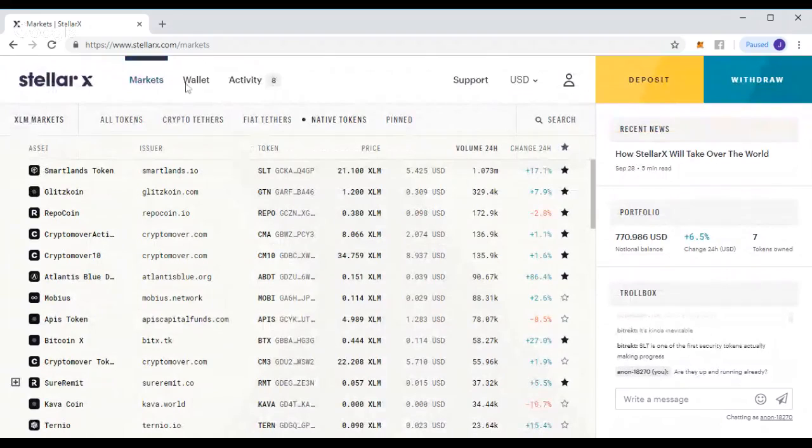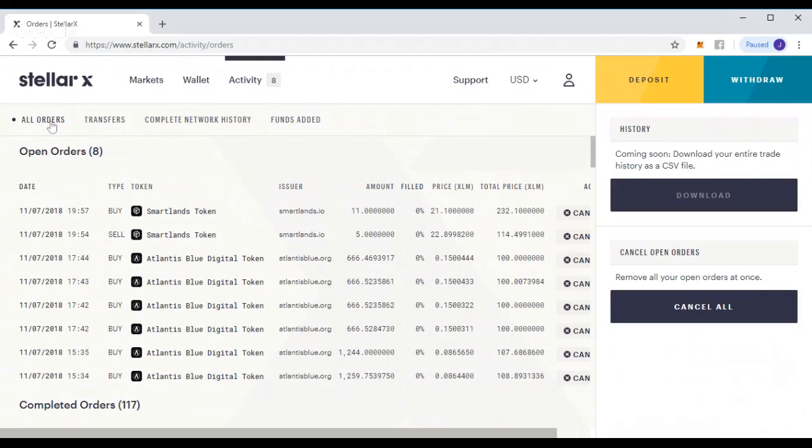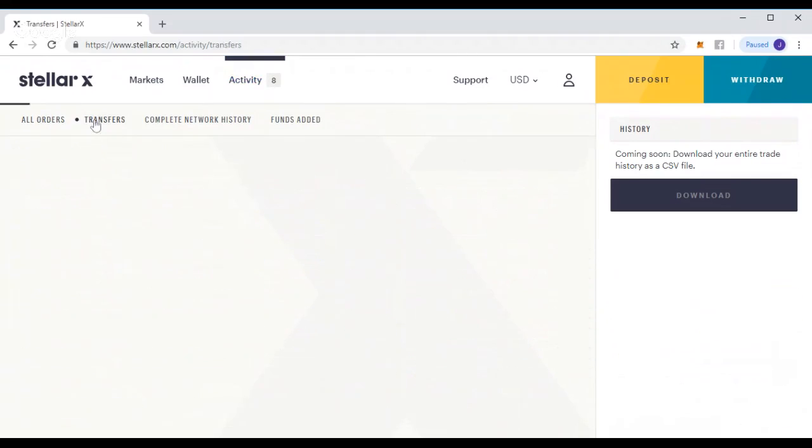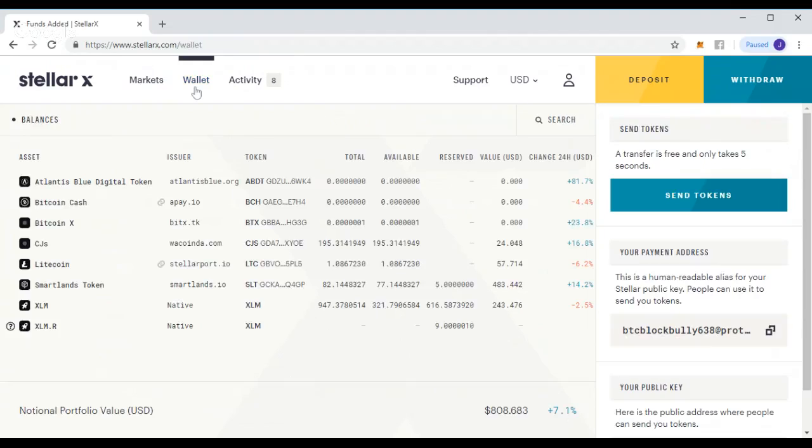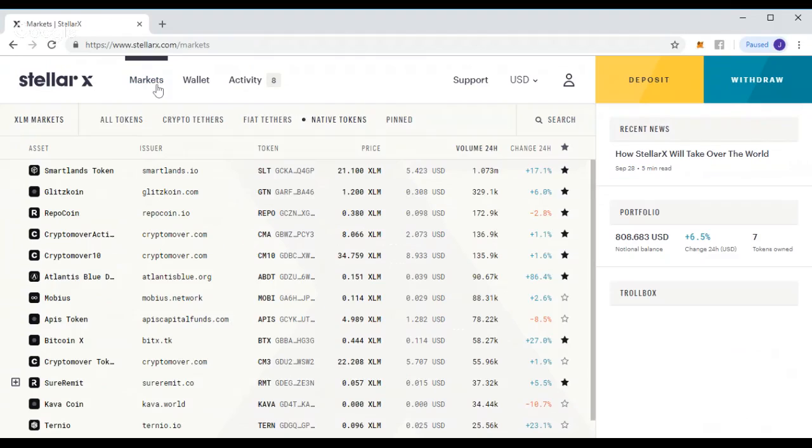This is the front interface where they give you the options. You have markets, wallet, and then activity. And this is how much activity you have open. I have 8 open orders as of right now, but it shows all the activity, past transactions. When you go to activity, it gives you different options. You can look at all orders, transfers, complete network history, and funds added. You have the wallet here, and you move on to markets, and it shows you different options.